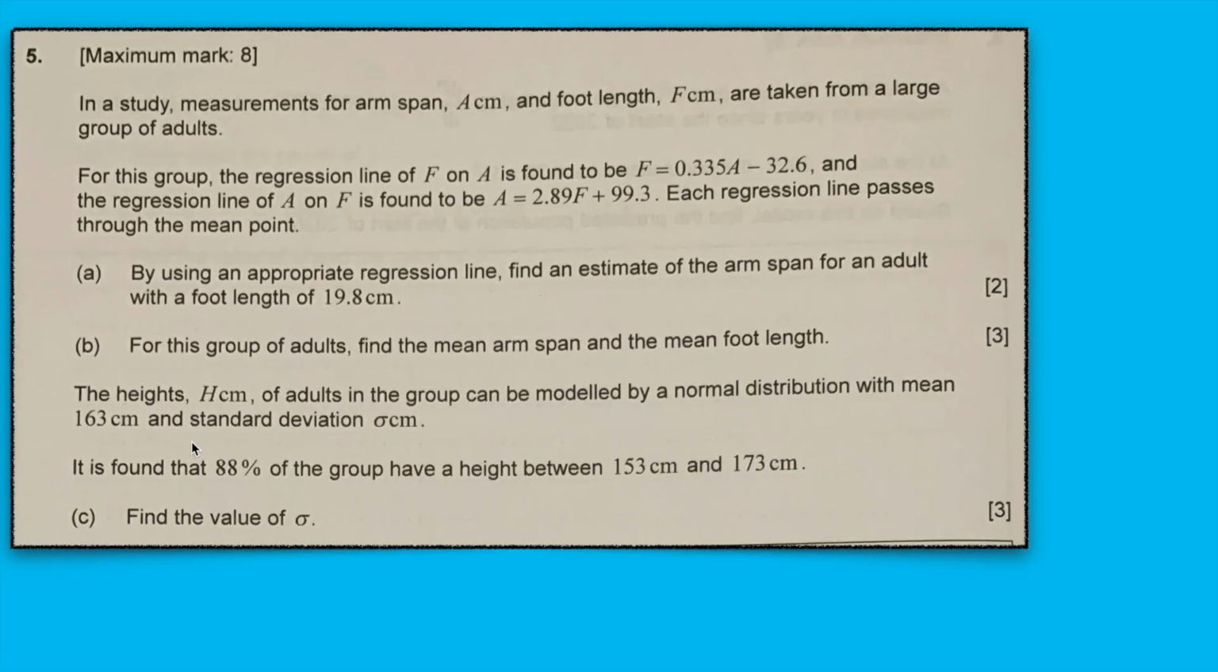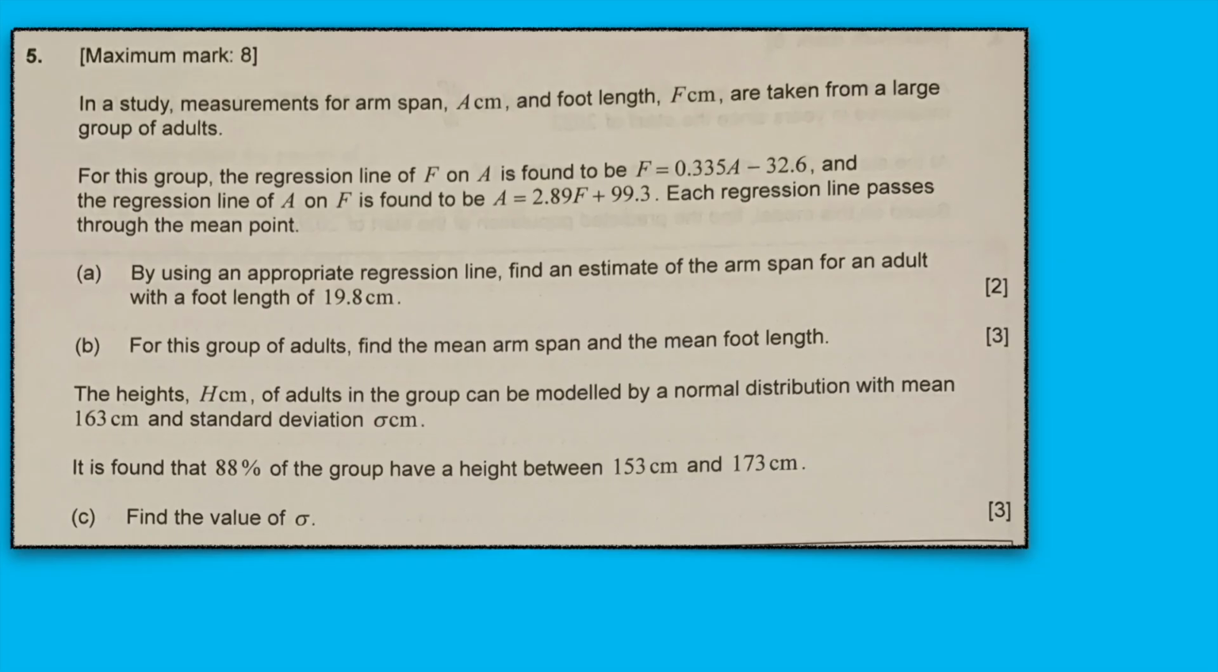Next, we are given this information here. The heights h centimeters of adults in the group can be modeled by a normal distribution with mean 163 centimeters and standard deviation sigma centimeters. It is found that 88% of the group have a height between 153 centimeters and 173 centimeters. C. Find the value of the standard deviation sigma.